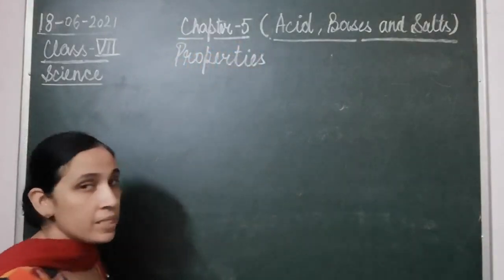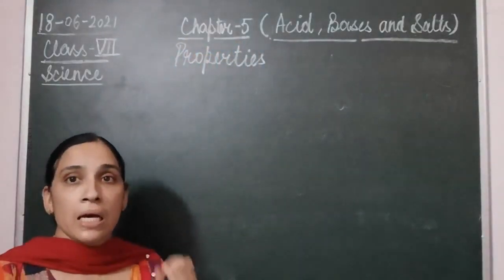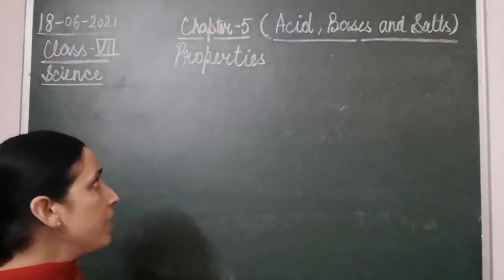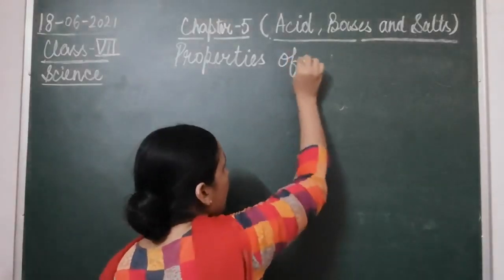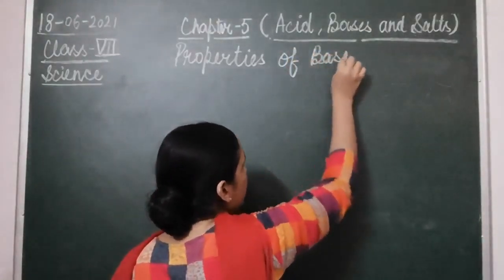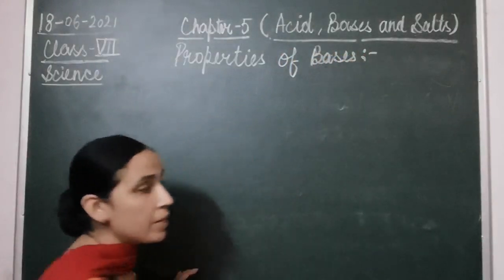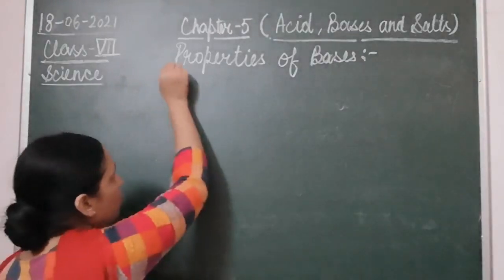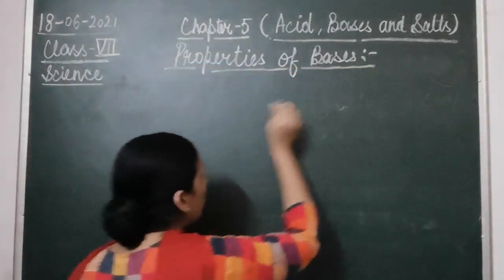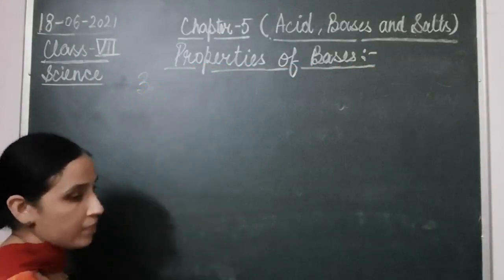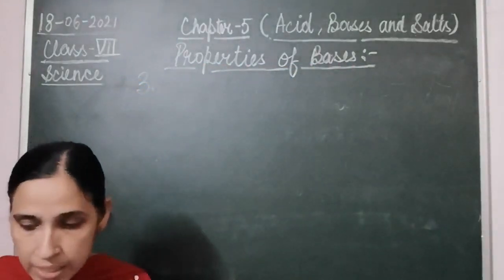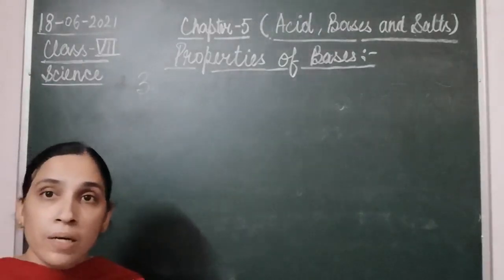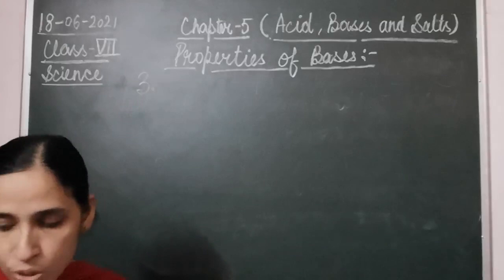The first property is that bases are bitter in taste and soapy when touched. And the second property is that bases turn red litmus paper blue. So these two properties are very important. Let's come to our third property. Now the third property is that bases are corrosive in nature and cause burn injury to skin.